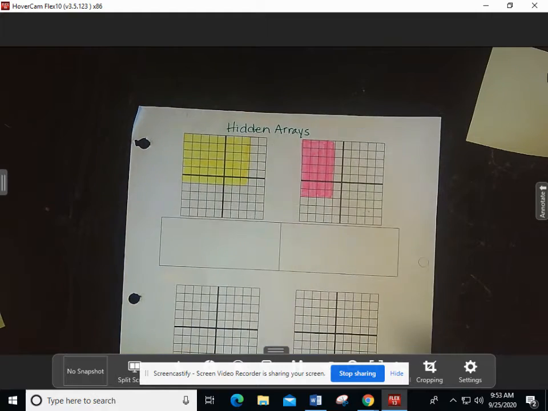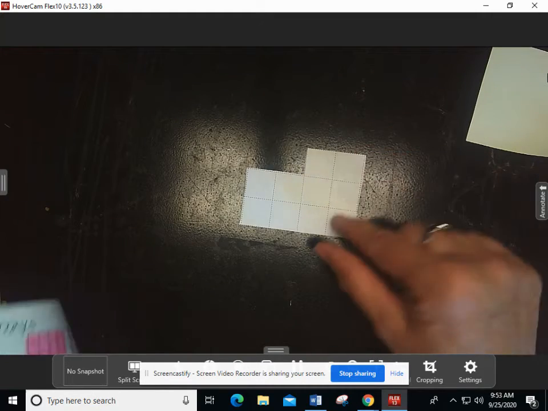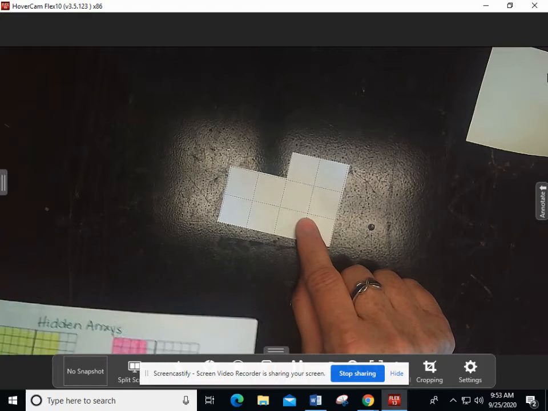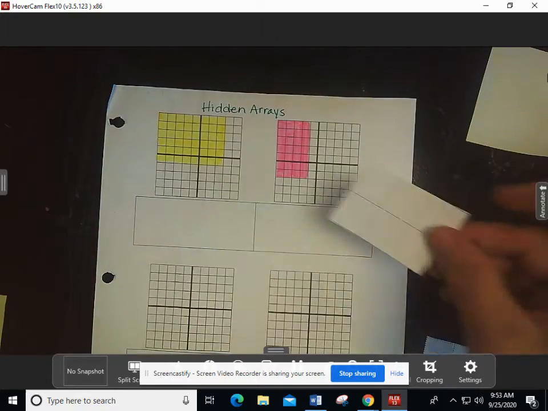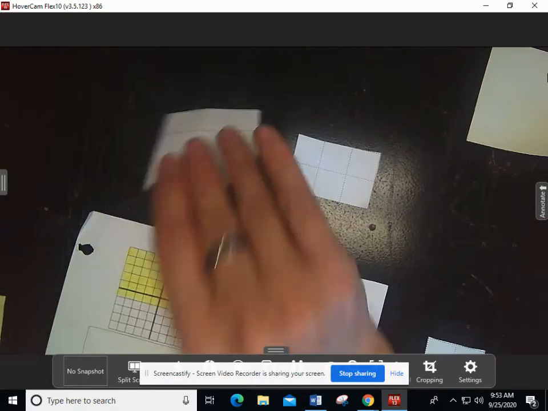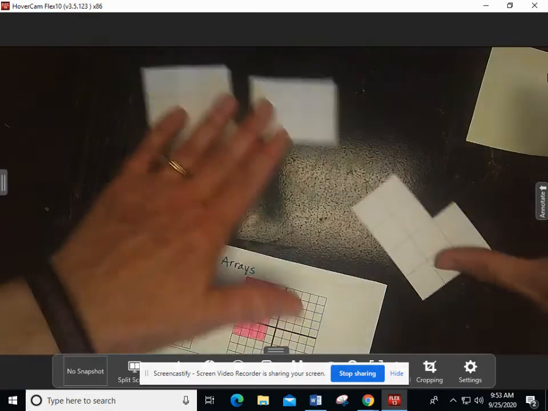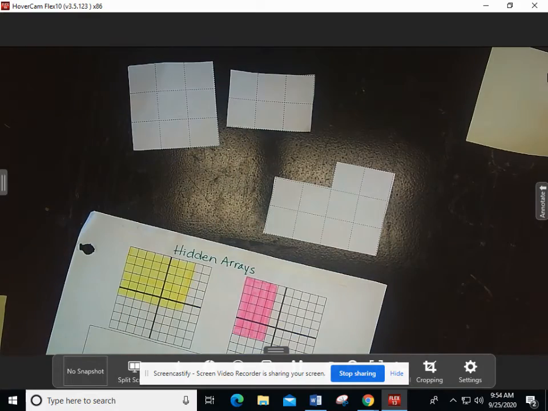And I am very pleased that you realize we can't break things apart because if our array looks like this, it's not the array we need. So we can break our arrays so that they are rectangles. We can break them into squares, but we cannot break them into objects like this.